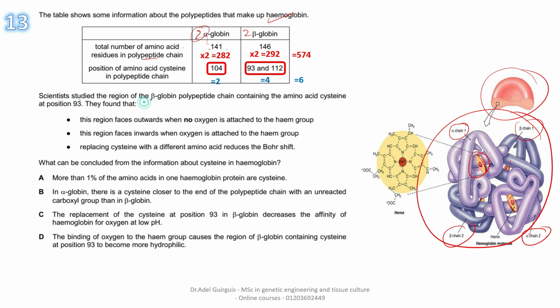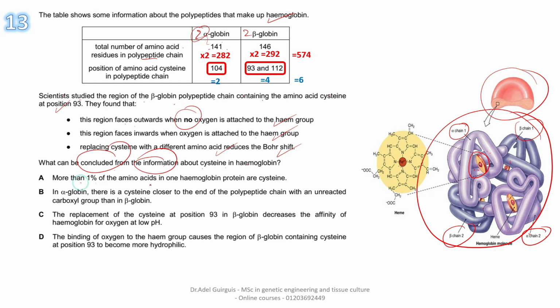Now we have to read this. Scientists studied the region of the beta globin polypeptide chain containing the amino acid cysteine at position 93. They found that this region faces outwards when no oxygen is attached to the heme group, deoxygenated hemoglobin. This region faces inwards when oxygen is attached to the heme group. Replacing cysteine by mutation, for example, with different amino acids reduces the shift and reduces its affinity for oxygen. What can be concluded from the information about cysteine in hemoglobin? Concluded from the information given, only the information given.